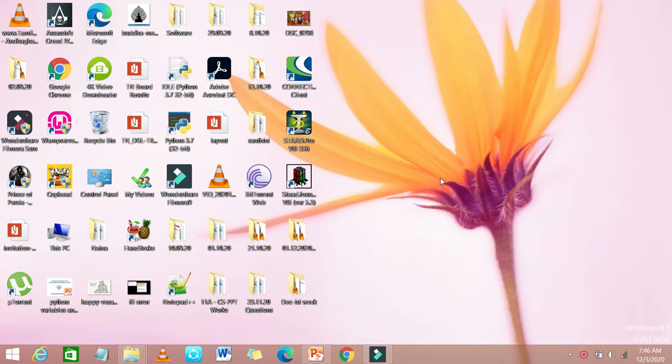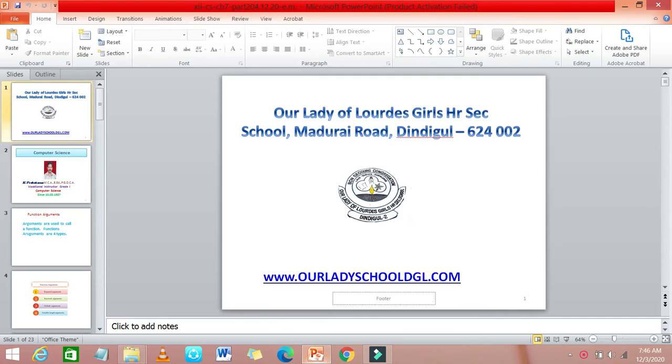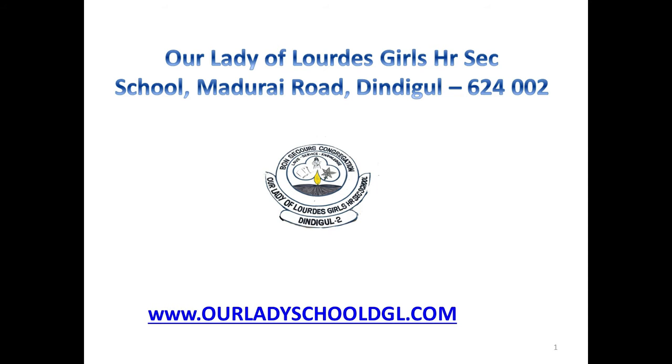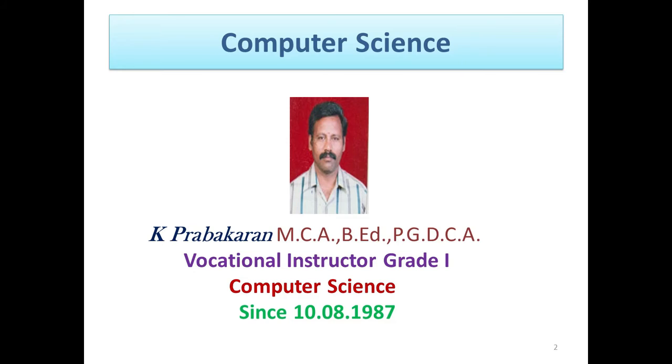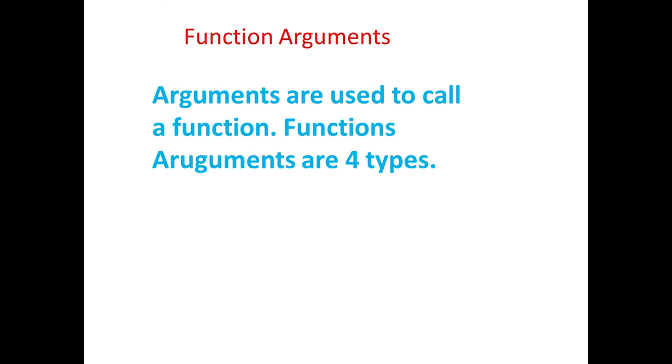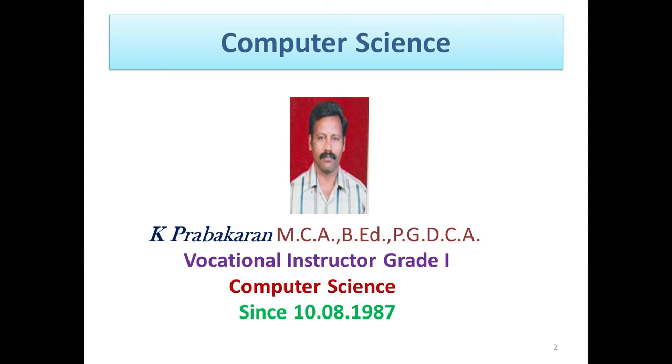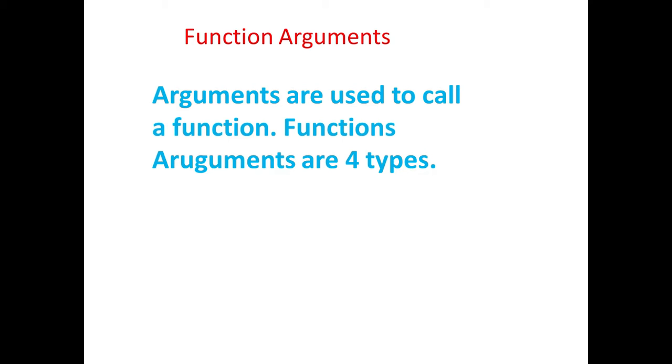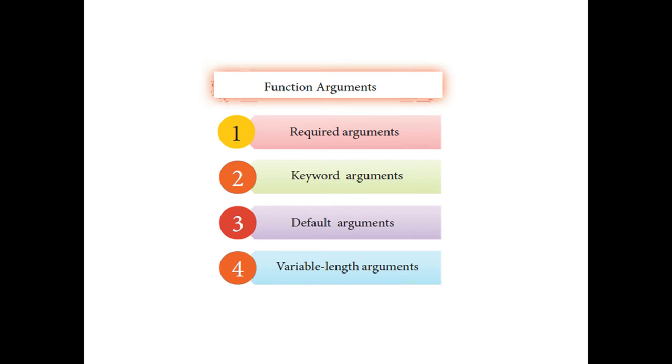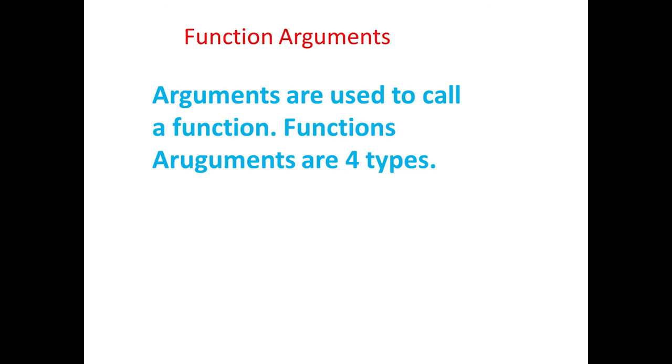Welcome to all. Today we see chapter 7. It is an advanced topic. Carefully listen to the topic: function argument. Already we learned part 1 of chapter 7, and now we deal with part 2. What is a function argument? Arguments are used to call a function.